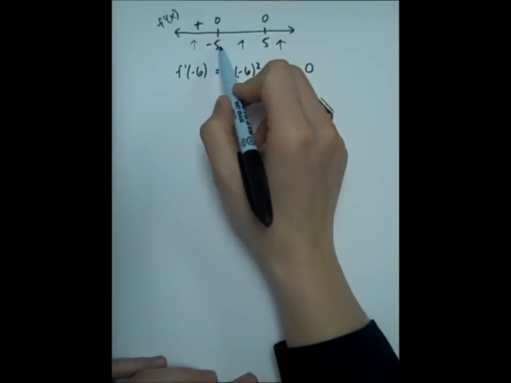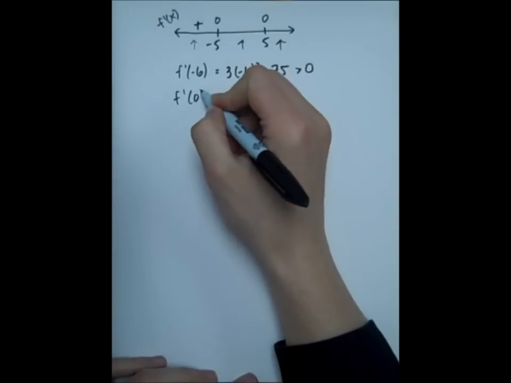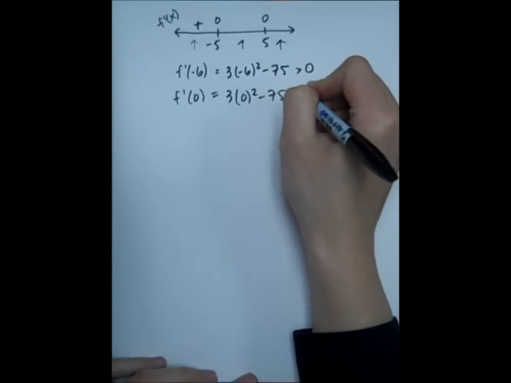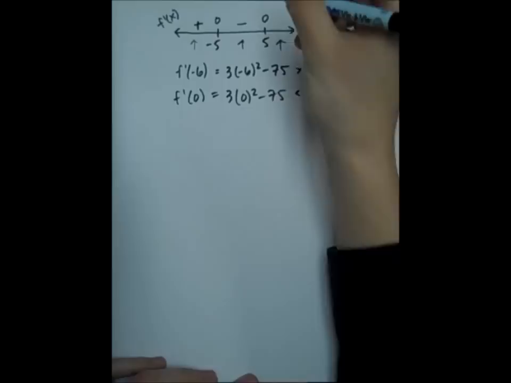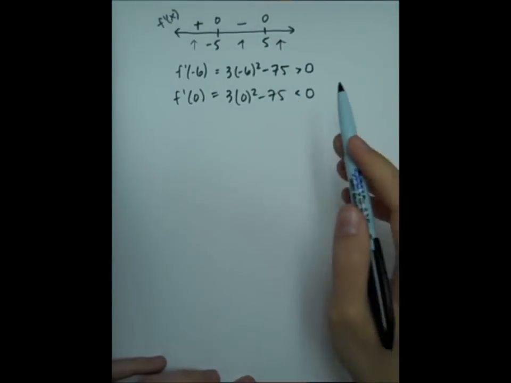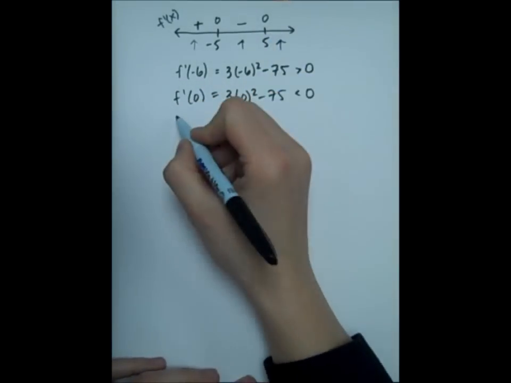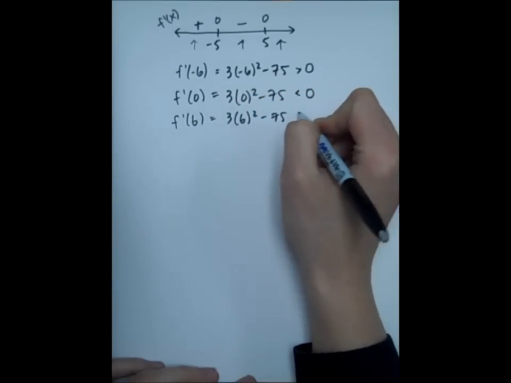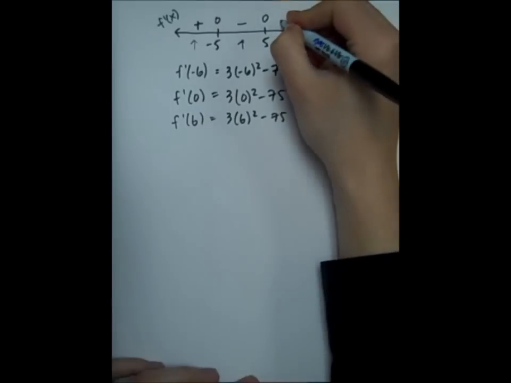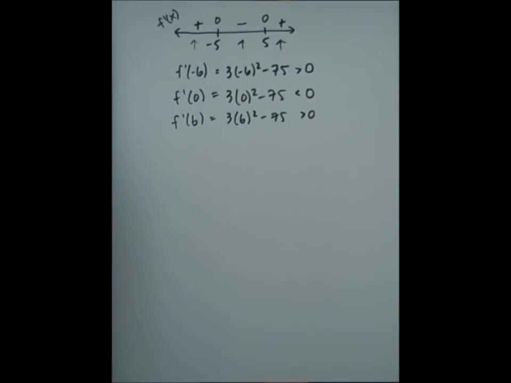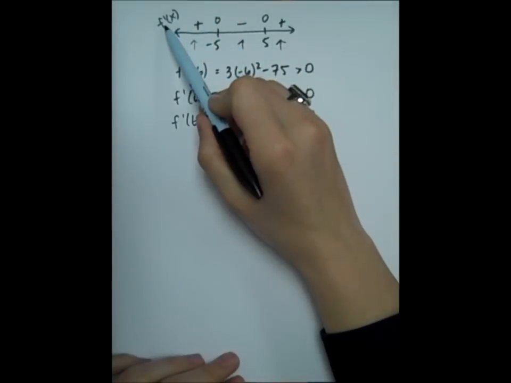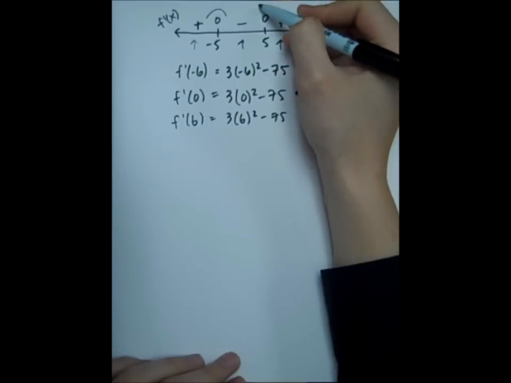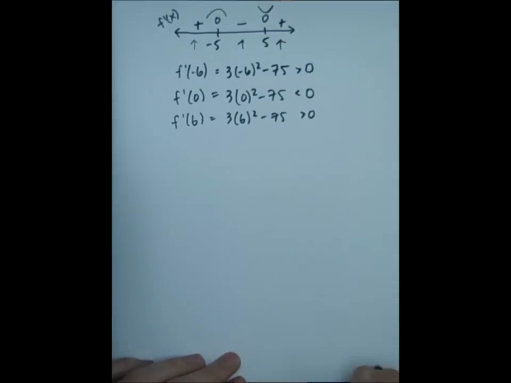Next, I'm going to pick something between negative 5 and 5. An easy number would be 0, so let's put that into our derivative. 3 times 0 squared minus 75 is definitely negative. Again, I don't care what the number is, I just care if it's positive or negative. And then lastly, something larger than 5, let's test 6. 3 times 6 squared minus 75 is positive, so I'll put a positive here. Remember that f prime is slope: the slope went positive, 0, then negative, and then over here it was negative, 0, and then positive.